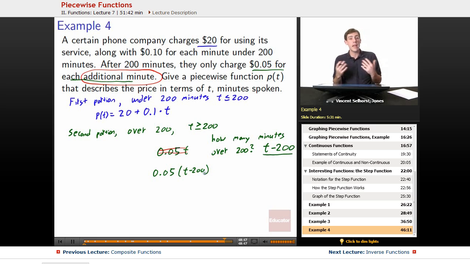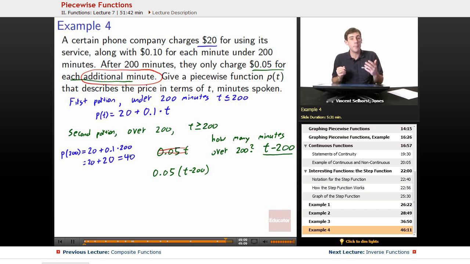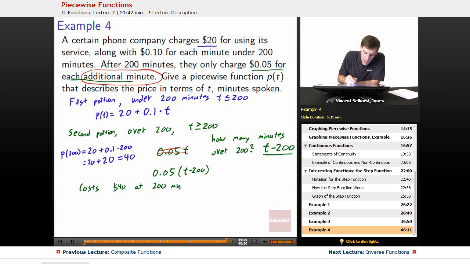So how much is it to even make it to 200 minutes in the first place? Let's see what it is from our first one. P of 200 would be equal to 20 plus 0.1 times 200. Just move the decimal place over 1, so it becomes 20. So 20 plus 20, 40. So it costs $40 to get up to 200 minutes. So it costs $40 at 200, and then it is plus the additional amount per minute.